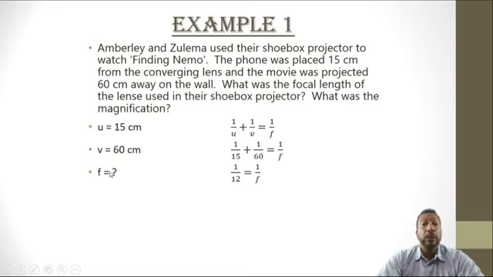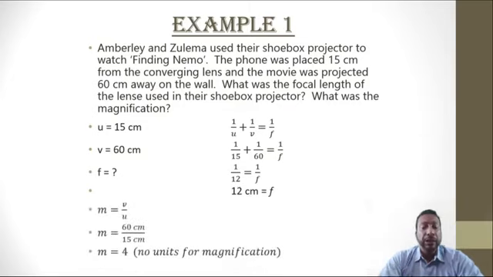Using these pieces of information, we can calculate the focal length of the lens that was used. So we have our formula, 1 over u plus 1 over v is equal to 1 over f. We substitute, we have 1/15 plus 1/60 is equal to 1 over the focal length. Using your calculator with the fraction function, 1/15 plus 1/60 is 1/12. But that 1/12 is 1 over the focal length. So then you have to use the reciprocal function on your calculator, and that will give you that f is 12 centimeters. You can do that using your calculator or by hand if you know how to add fractions.